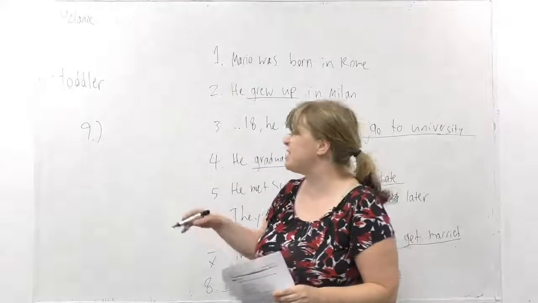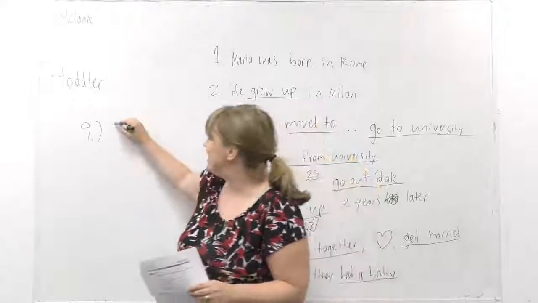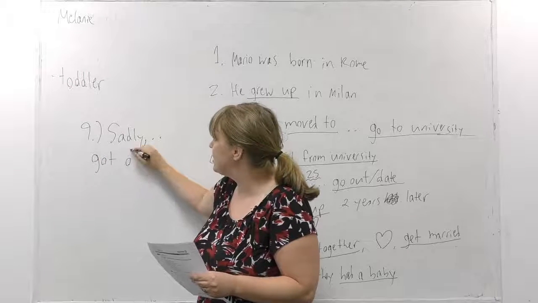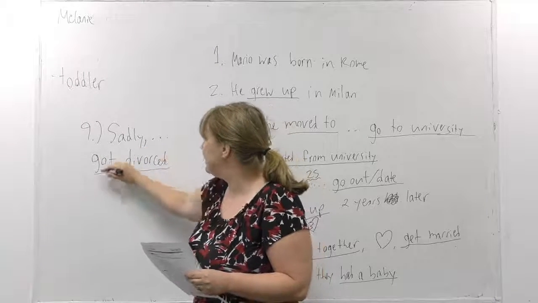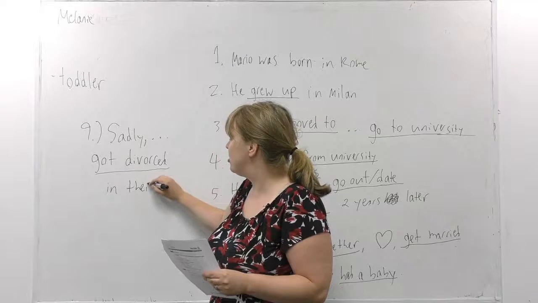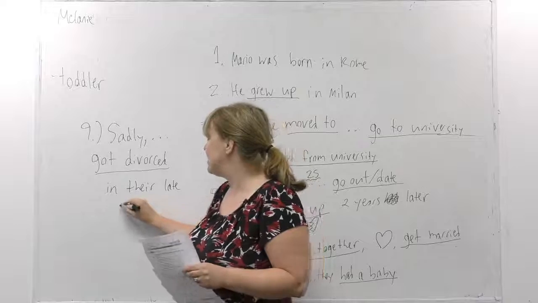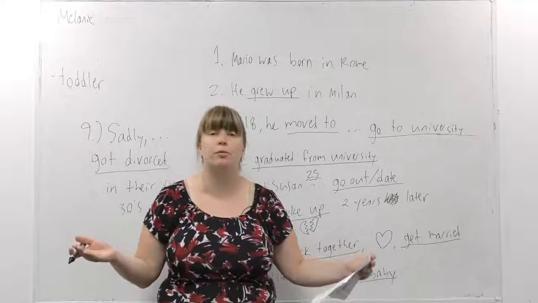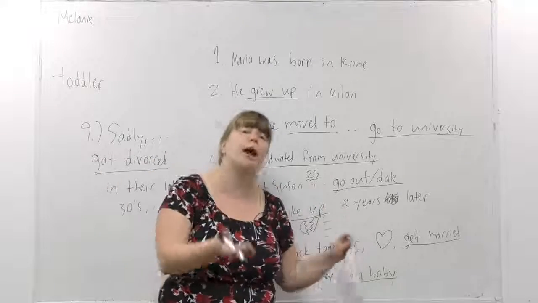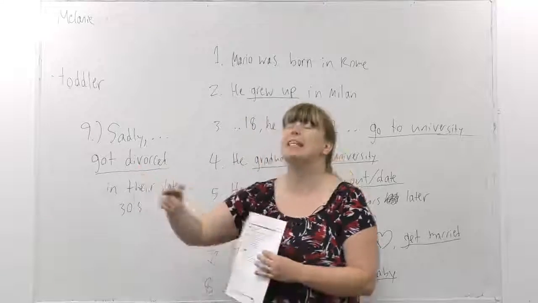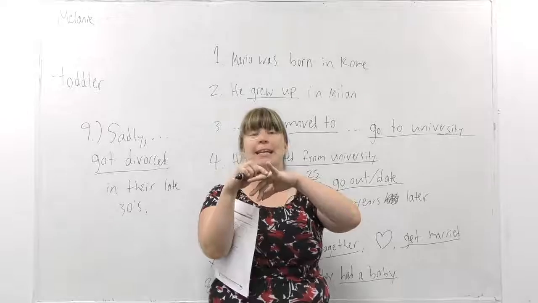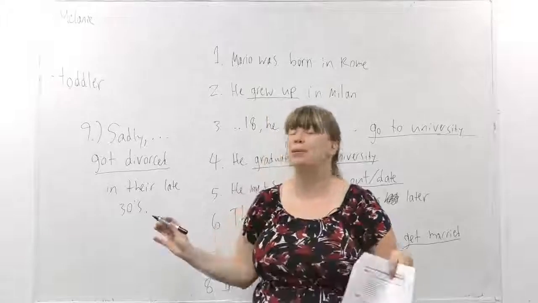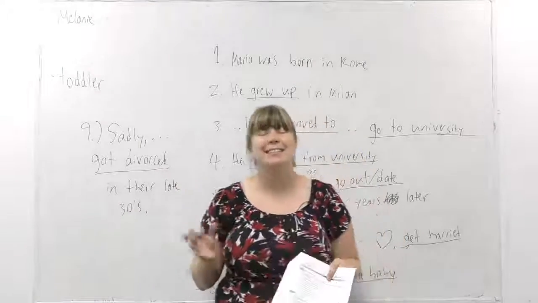Okay, I have an answer on the screen. You guys at home ready for the sad ending? Sadly, they got divorced. They got divorced in their late 30s. All right, do you know what divorced is? So it's similar to break up. Break up, however, is with a boyfriend and a girlfriend, or boyfriend, boyfriend, girlfriend, girlfriend, whatever your orientation is. To get divorced is after marriage. So you get married, and when you get divorced, you are no longer married. You are separated. So yeah, get divorced. Kind of a sad thing.